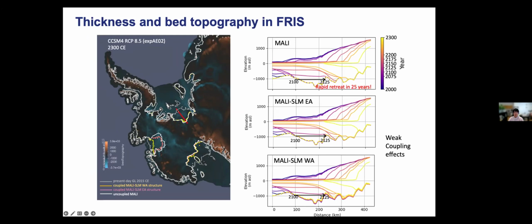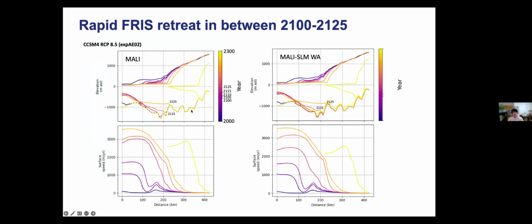And just to show the Fries region lastly, this region also looks pretty insensitive to GRD effects, but in terms of the rate of retreat, it's very different from the Ross region. There is very significant rapid retreat in just 25 years in the Fries region in all of the simulations. Zooming into the same plot, what's happening is that between 2115 and 2125, there's really fast, rapid retreat, both in coupled and uncoupled simulations.